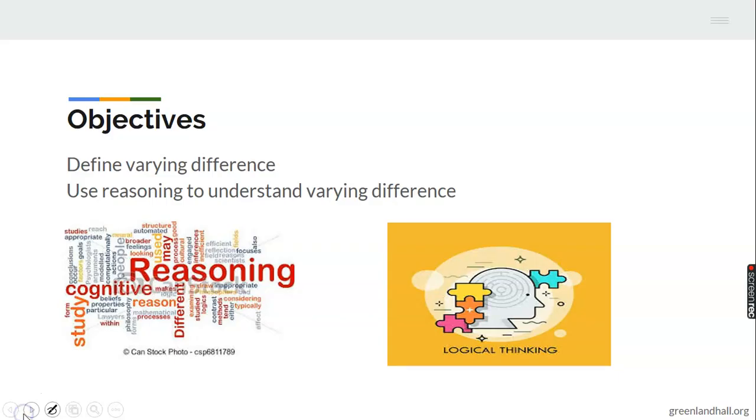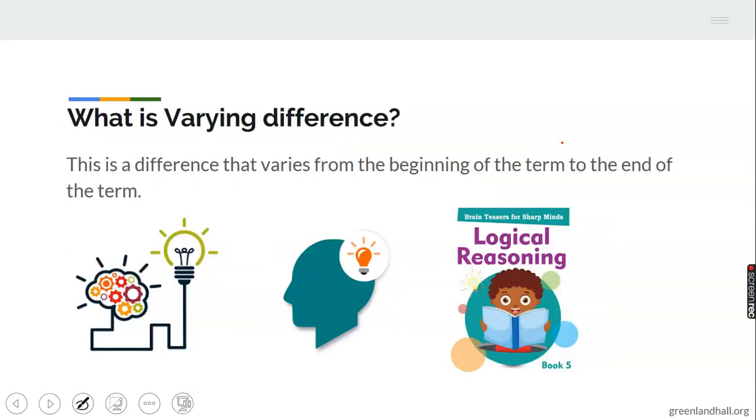Yes, we shall. Now, today we have just two objectives. Number one, you are going to find out what varying difference is. Then two, you should be able to reason using logic to tell us how you can solve varying differences. All right. So let's get to it, people, shall we? Yep. So what is varying difference?